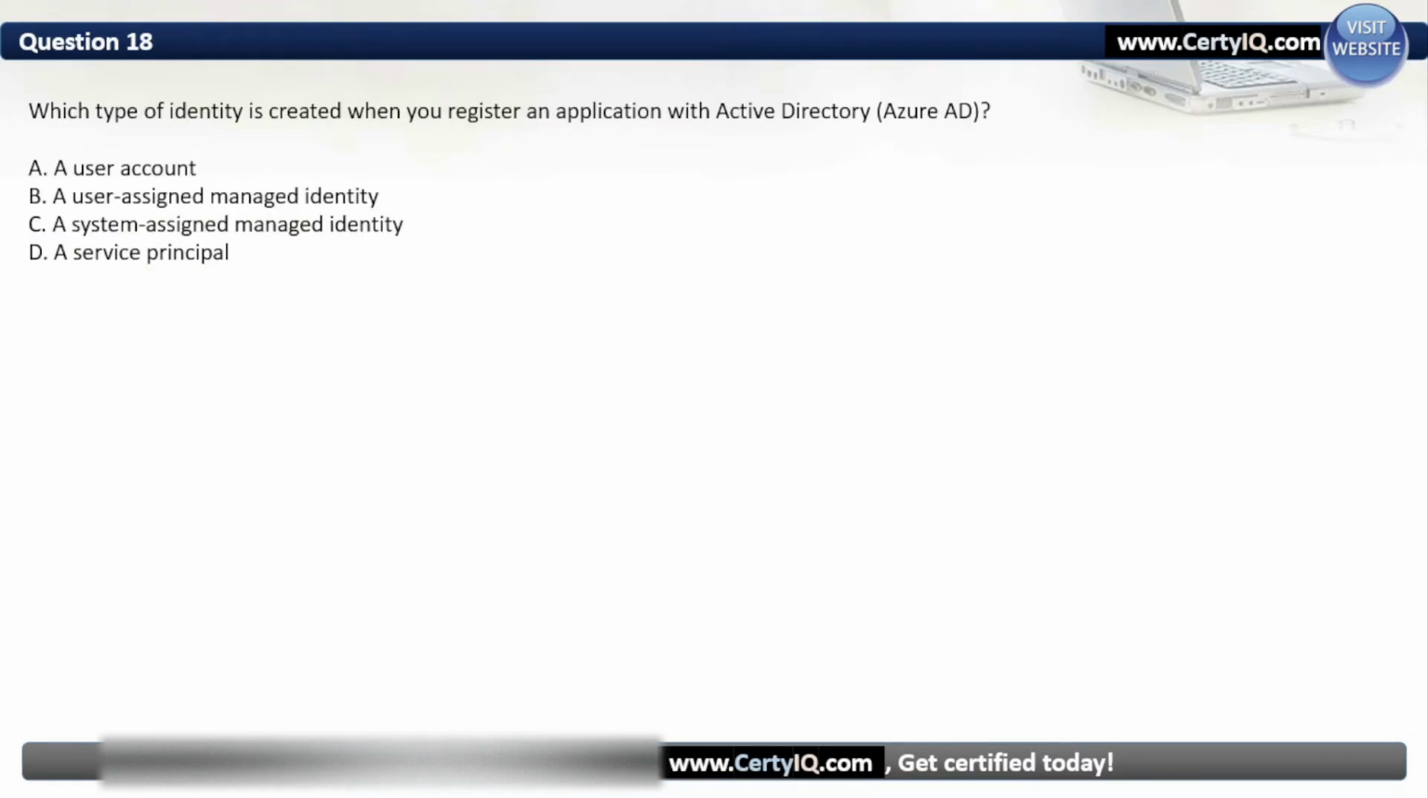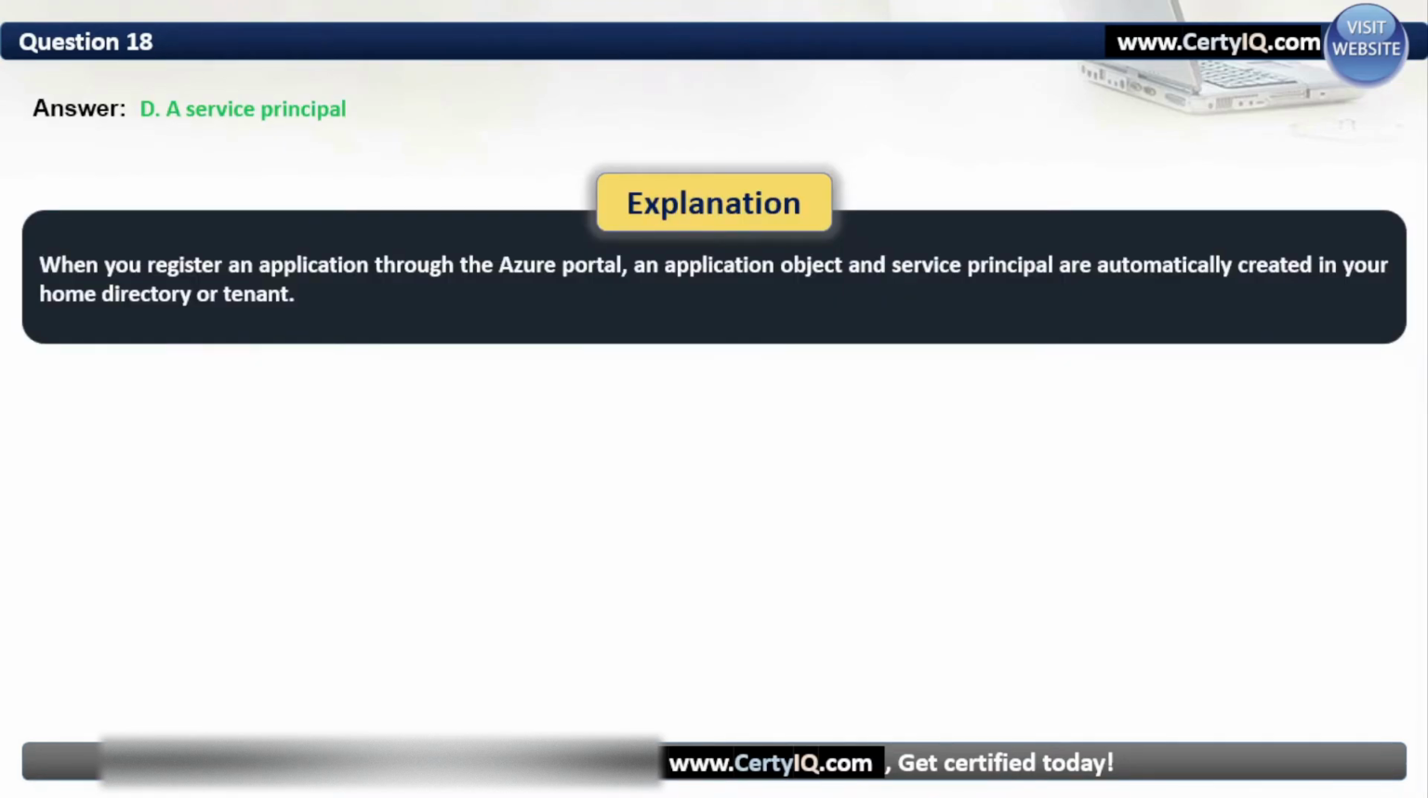Question 18. Which type of identity is created when you register an application with Azure AD? The correct option is D. A service principal. When you register an application through the Azure portal, an application object and service principal are automatically created in your home directory or tenant.